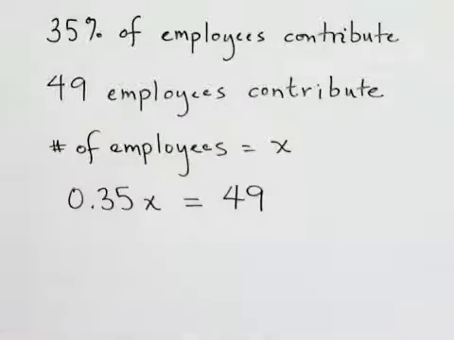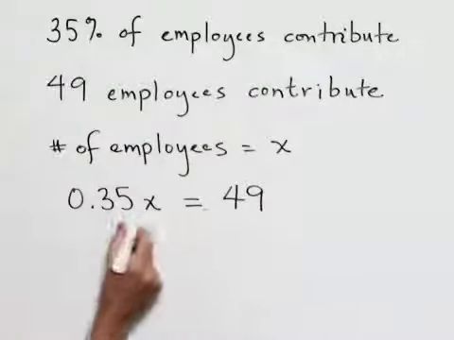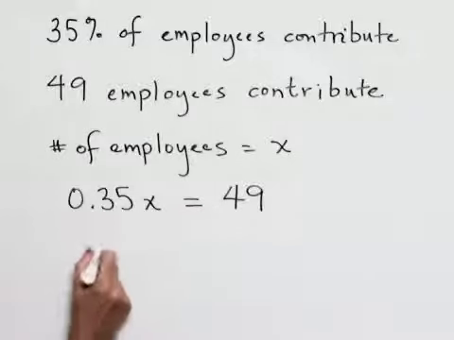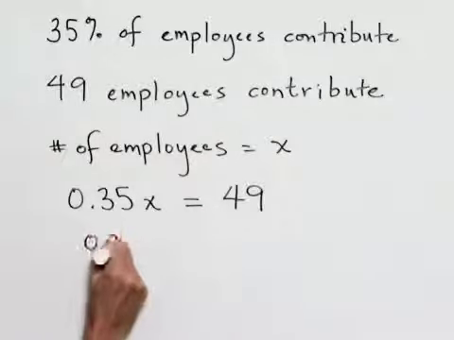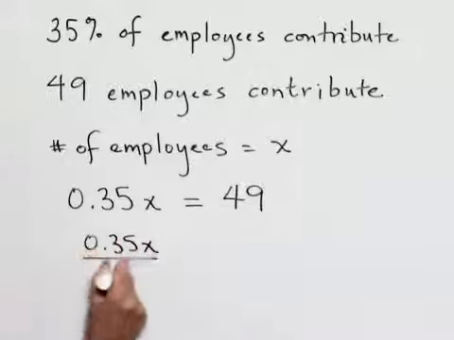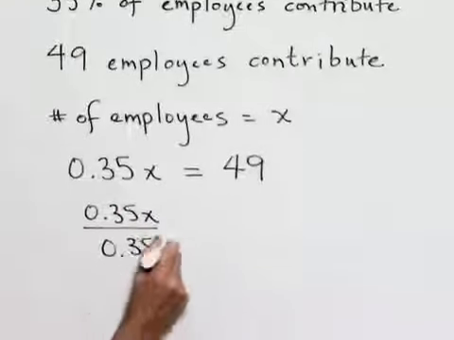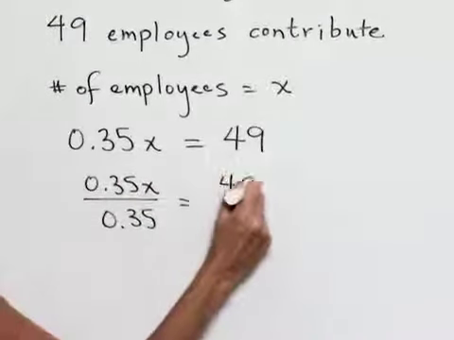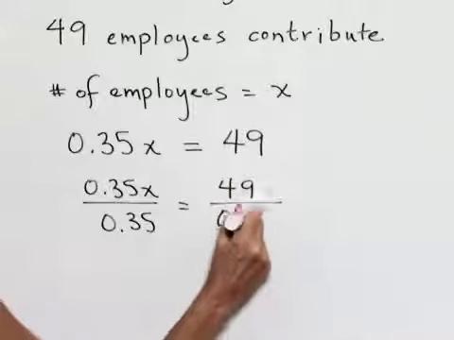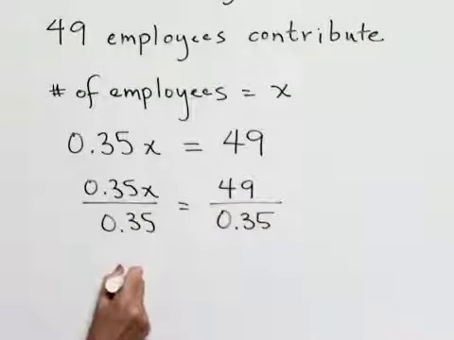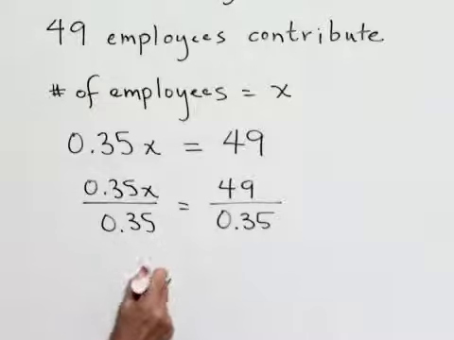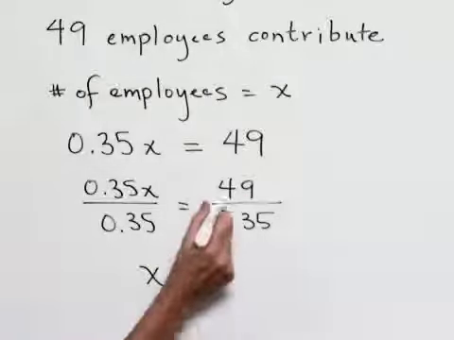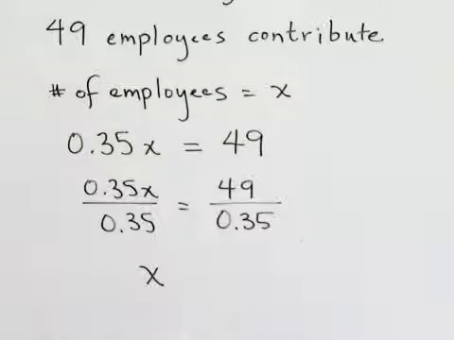To solve for x, we're going to divide both sides of this equation by 35/100. So we're going to end up with our 35/100x divided by 35/100, and that's going to equal our 49 divided by 35/100. So on the left-hand side of the equation, we're going to come up with our value of x. We now need to perform the operation of division on 49 divided by 35/100.